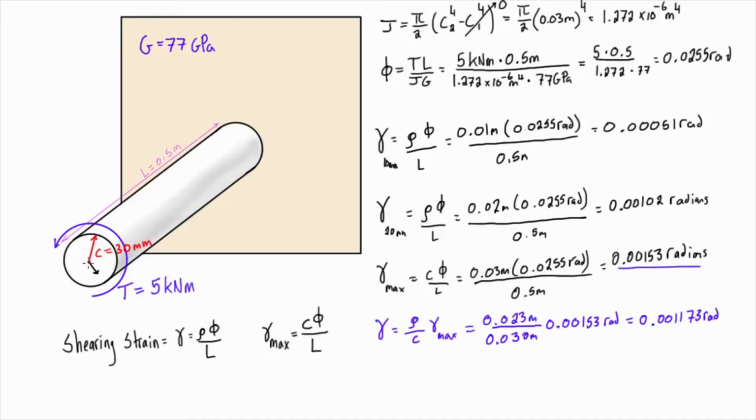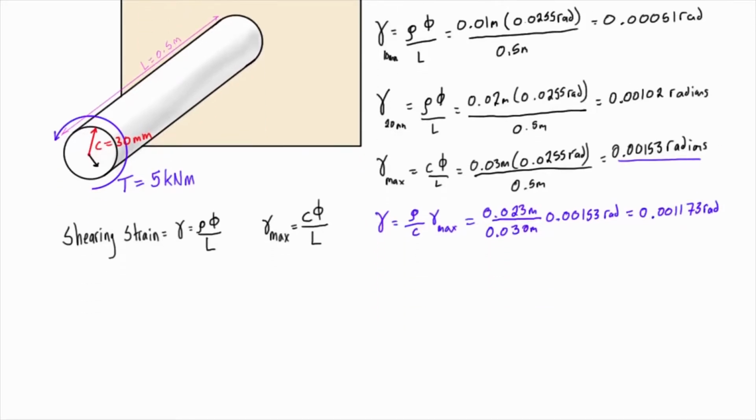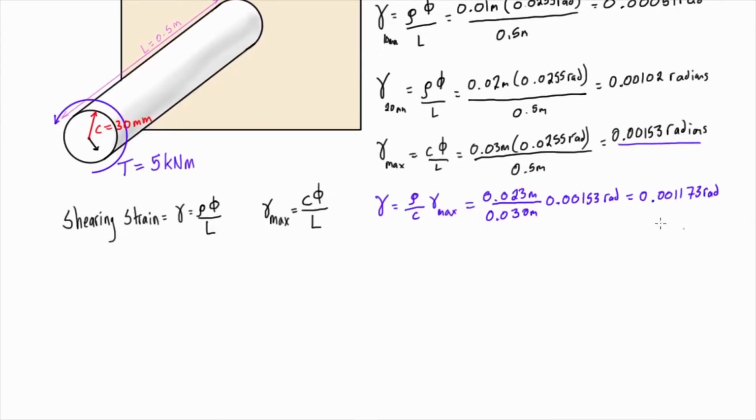And when we go 3 times the distance out, so actually 30 millimeters right out to the surface of the rod, we found our max shearing strain here to be 0.00153 radians, and that turns out to be exactly 3 times larger than this number. And that's what we would expect because shearing strain varies linearly with the radial distance away from the axis of the rod as we go out towards the outside and approach that max distance, which is basically the radius of the rod. So I want to talk about shearing stress now, and shearing stress also varies linearly.